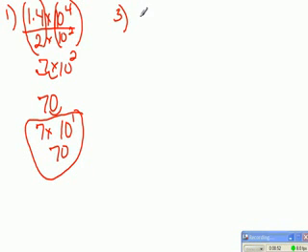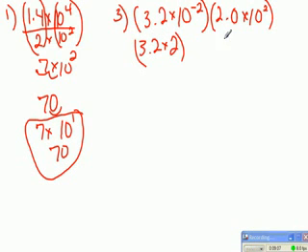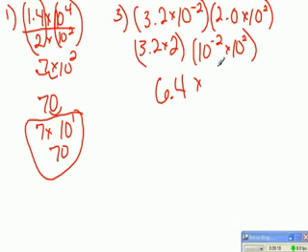Number 3. This one is multiplication, same idea. And again, I'm going to split it into 2 problems. So I can do 3.2 times 2, which is 2.0, it's the same thing. And then 10 to the negative 2nd times 10 to the 2nd. 3.2 times 2 gives me 6.4. And negative 2 plus 2 gives me 0.